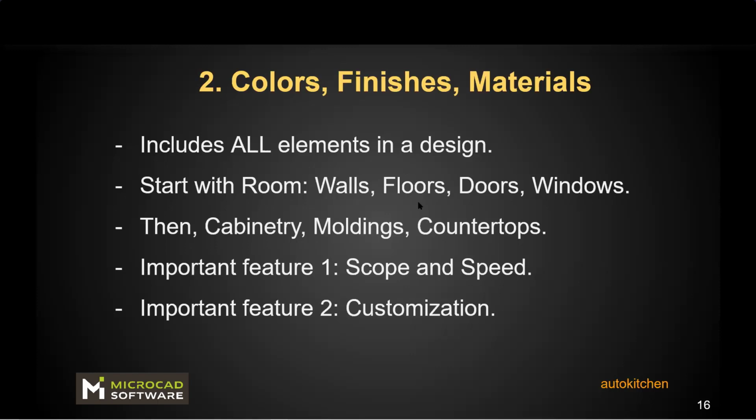In AutoKitchen, by the way, in 21, 22, even in prior versions, all the material colors are preloaded. So when you install the program, you have all the finishes, whether they are universal finishes or whether they are specific brands. In version 21 and 22, we've added Benjamin Moore, we added Sherwin-Williams, and a few others.